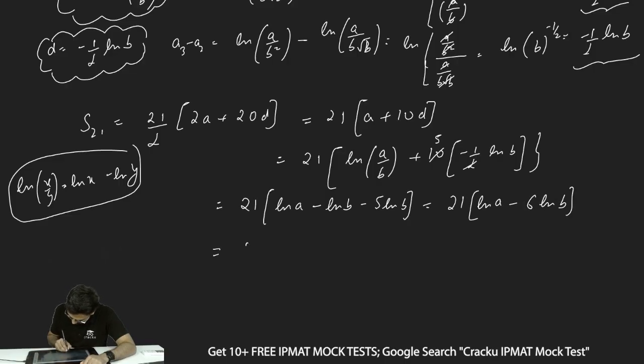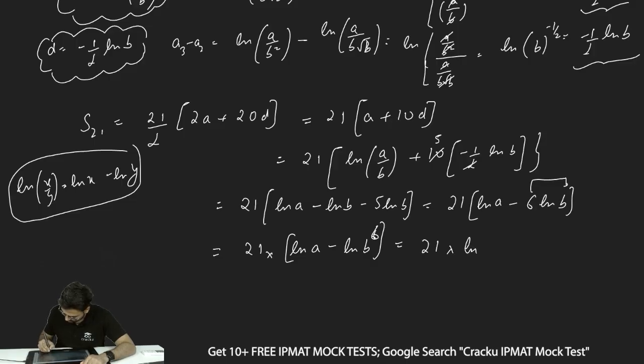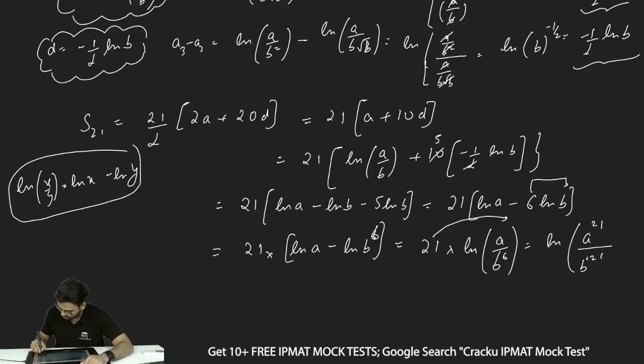Or I can write this as 21 into ln a minus ln b to the power 6, where the 6 I have taken to the power. Or I can write it as 21 into ln(a/b^6). Or further, I can take this 21 to the power. I can write this as ln(a^21 / b^126), since 6 into 21 is 126.